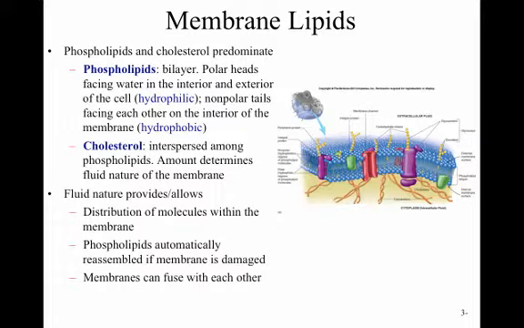I don't know if you remember from last chapter, what we usually draw a phospholipid would look like this. It has two, these are the fatty acids, and then this would be the phosphate. But it'd look kind of like this since it's a bilayer.